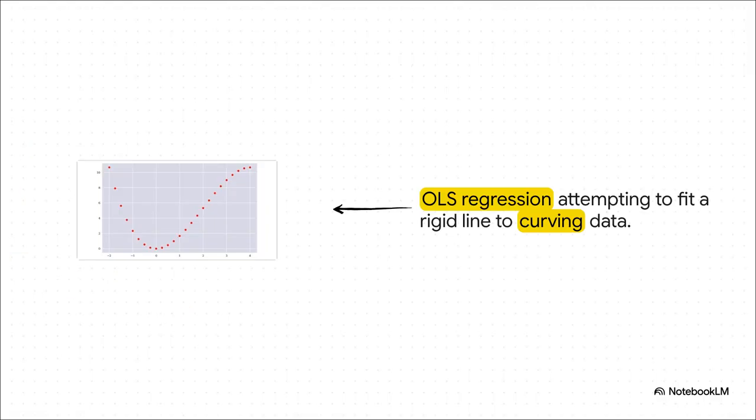Section 5, old math versus neural networks. Now, to really appreciate just how big of a leap these modern neural networks are, we have to look back at the traditional math that used to run Wall Street. Picture an ordinary least squares regression attempting to fit a rigid straight line to sample data that is clearly curving. That straight line fundamentally struggles to capture the complex, nonlinear realities of a real-world market.